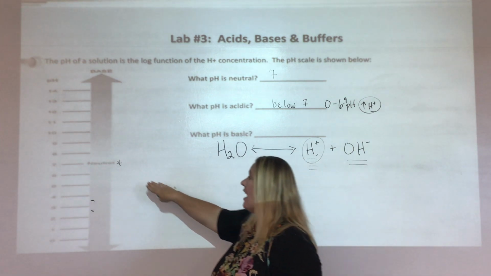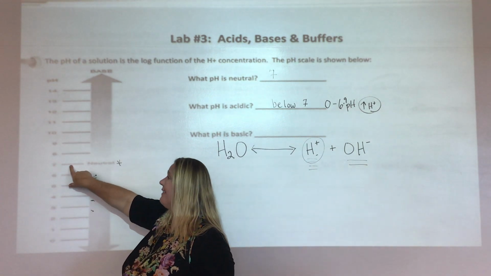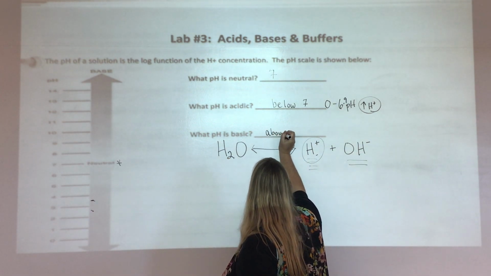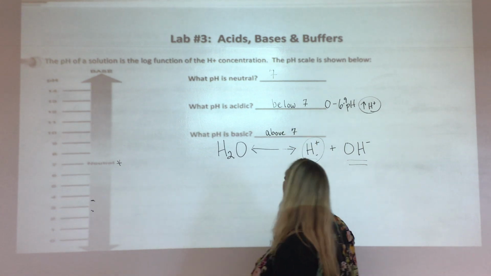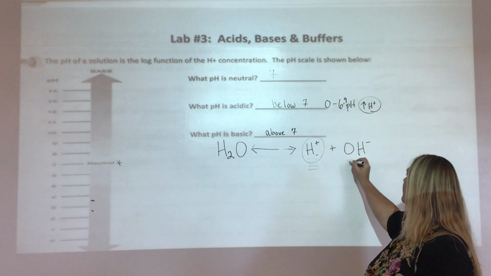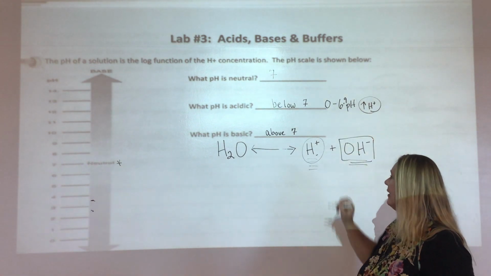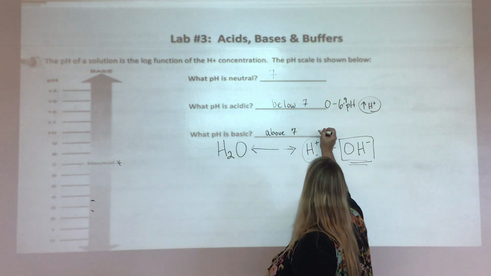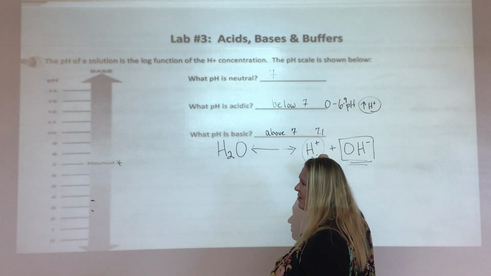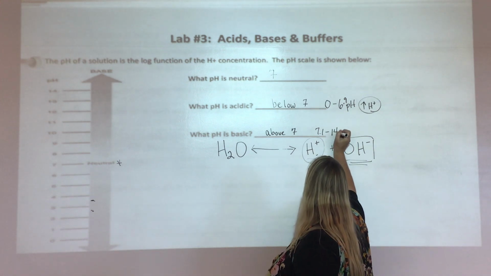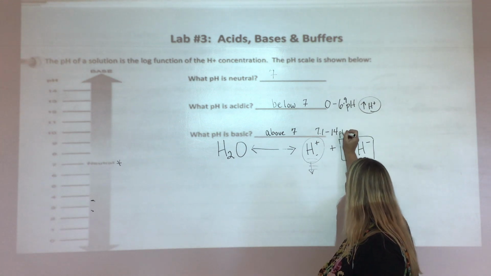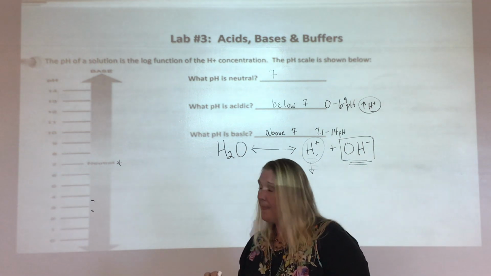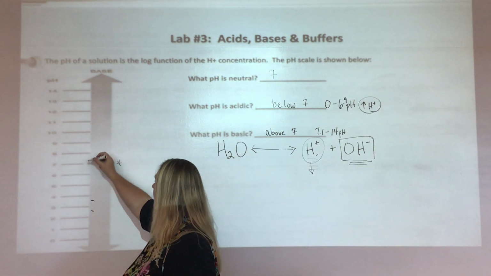If you move the other direction, anything above 7 is going to be basic. That actually means there are a few more hydroxyl ions and a lower amount of hydrogen ions. So we'll go 7.1, still pretty close to neutral, all the way up to 14. Above 7 is considered basic.